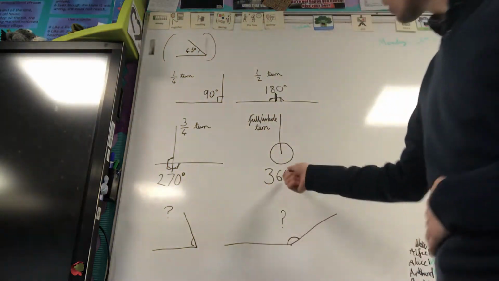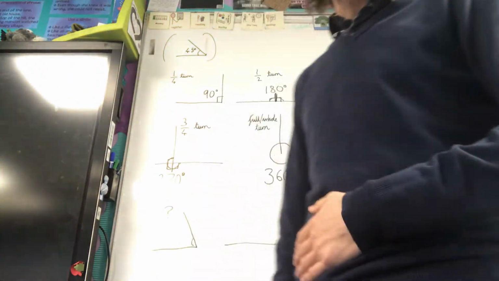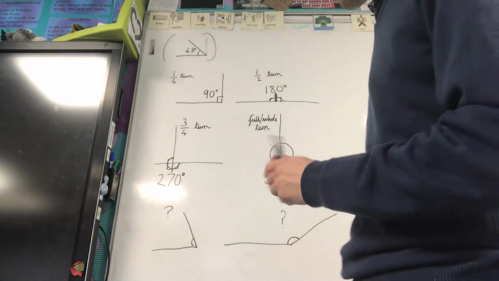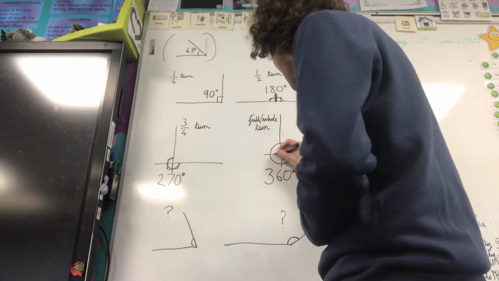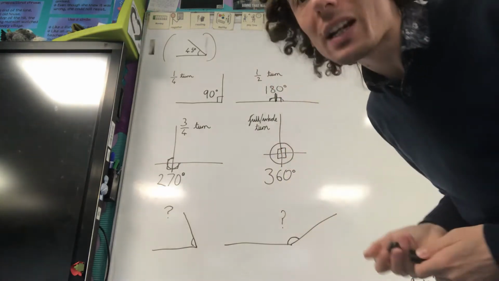Okay, then the full turn is 360 degrees. So if I started facing this way and I turned 360 degrees, I'd be here, here, here, and then back to you. And as you are probably saying right now in your homes, that is 4 right angles. Because if I was to put a cross through it, we'd have 1, 2, 3, 4 right angles.